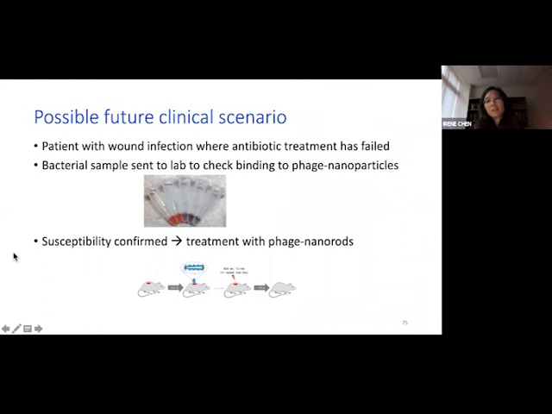So I guess the possible clinical scenario that I'd like you to sort of entertain is that maybe you have a patient with a wound infection and antibiotic treatment has failed. Then we'll take a sample of that, send it to the lab, check whether or not we have phages that can bind. And we can do that quickly with the phage nanoparticle assay, which takes maybe 30 minutes or so in the clinical lab. And then if you confirm that there is susceptibility, that there's binding, then you can attempt this treatment with the phage nanorods.